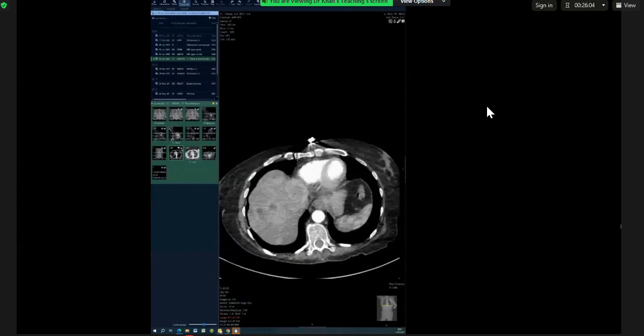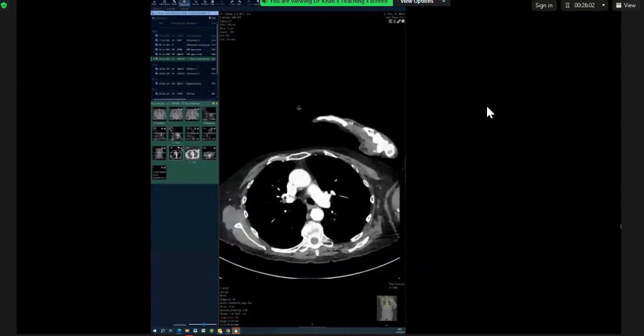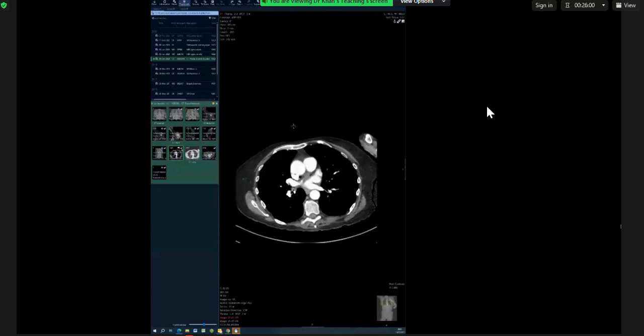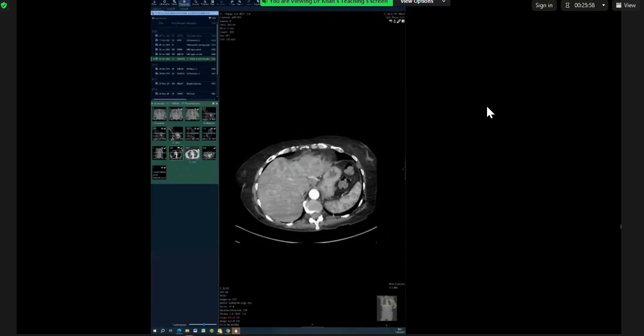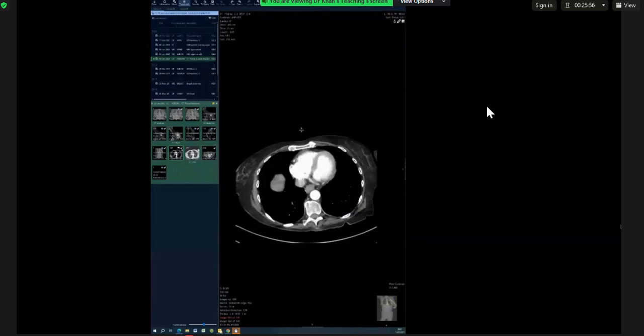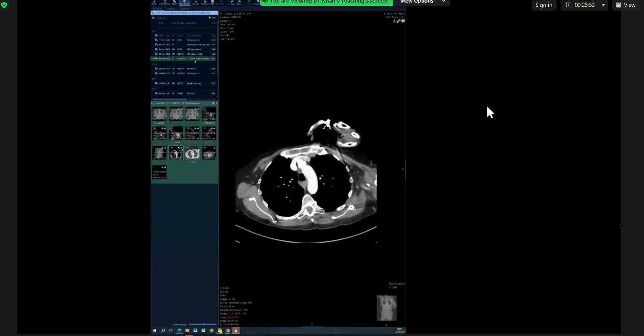Okay, there's a right mastectomy. So let's go about it the right way. There's no mastectomy. I think it's just an old patient. They're a bit asymmetrical. The breast tissue is normal. We're going to go back to the bone first.